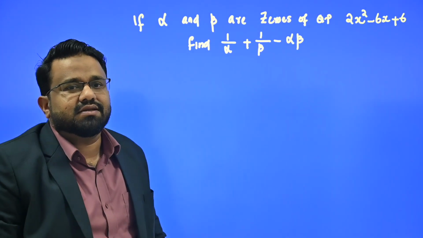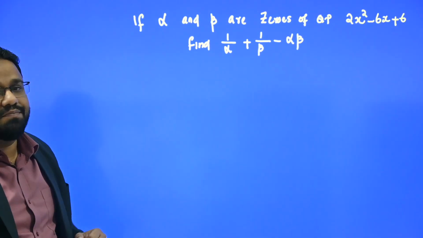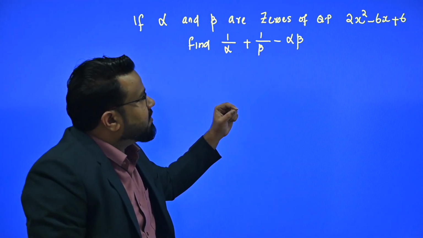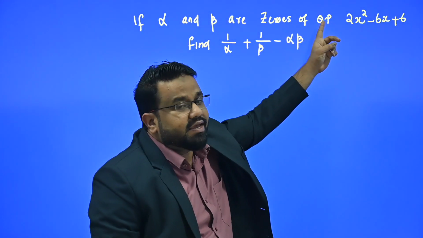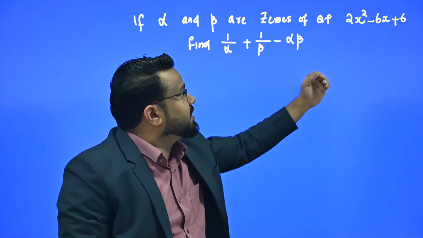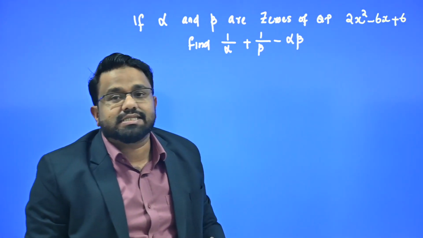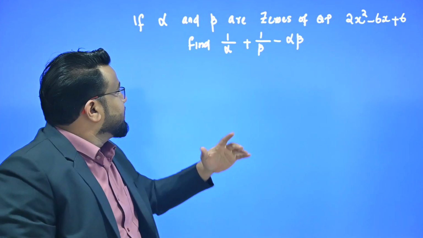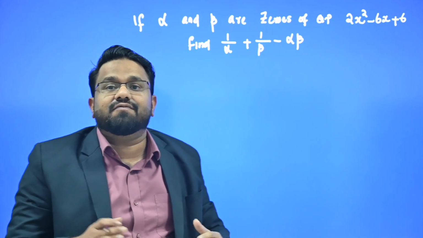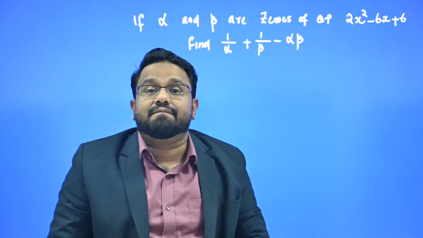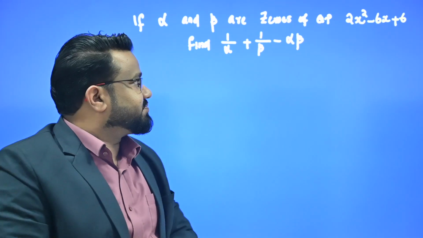Very simple question. If alpha and beta are the zeros of the quadratic polynomial, QP means quadratic polynomial, 2x squared minus 6x plus 6. Find what? 1 by alpha plus 1 by beta minus alpha into beta.